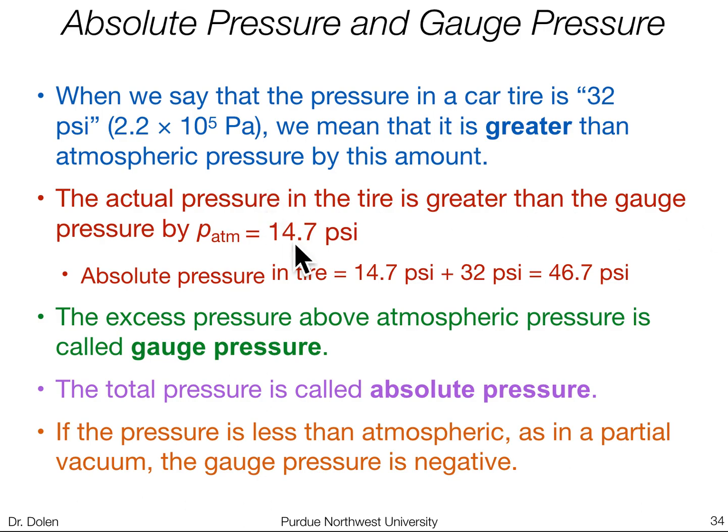Okay. Now, if you have 46.7 psi of pressure inside your tire, you still have 14.7 psi outside your tire pushing on the outside of your tire, right? So the pressure differential is still 32 psi, right? So that's kind of why we use gauge pressure. And yeah, I think everything else on this slide we pretty much discussed already.